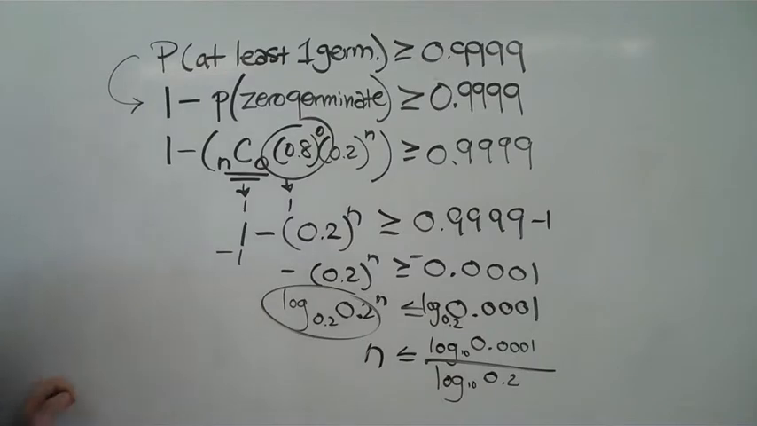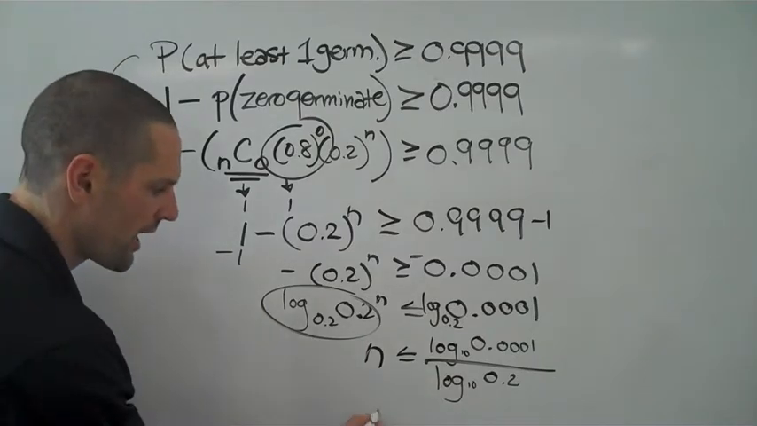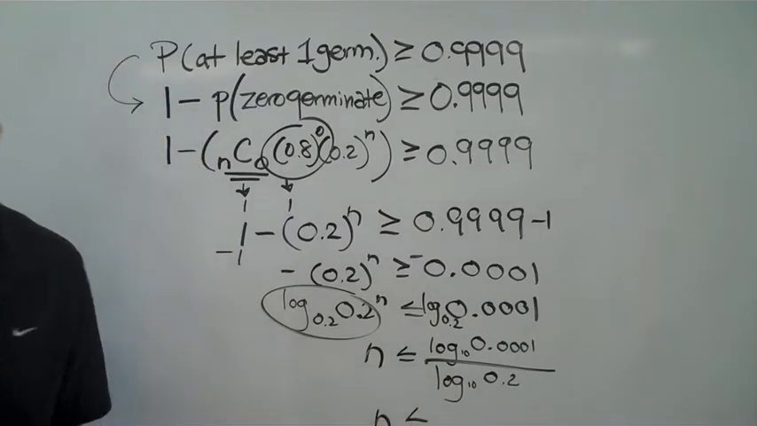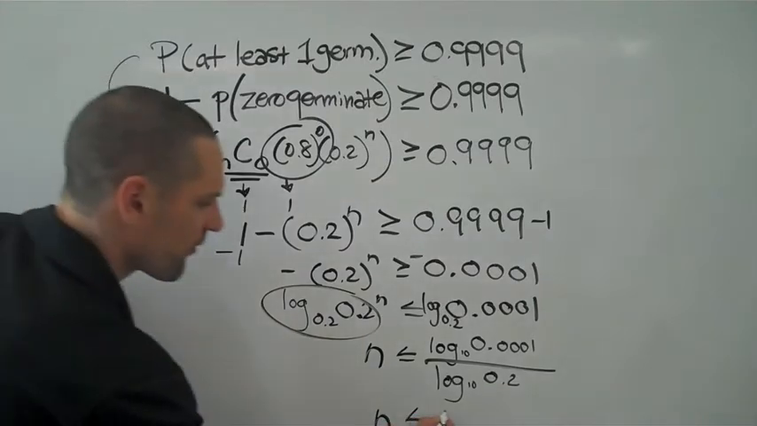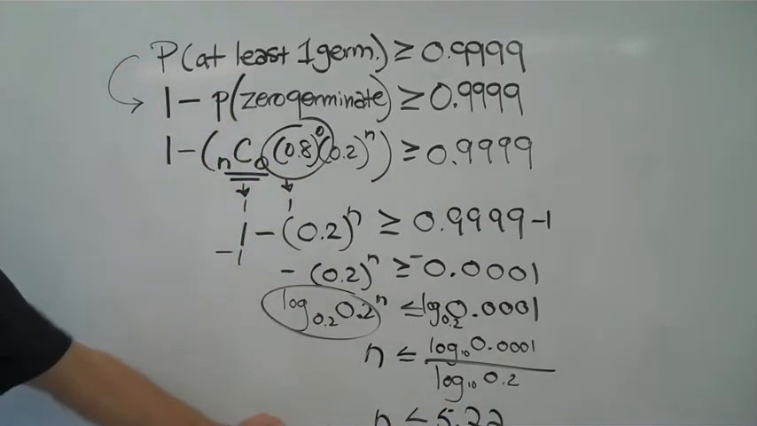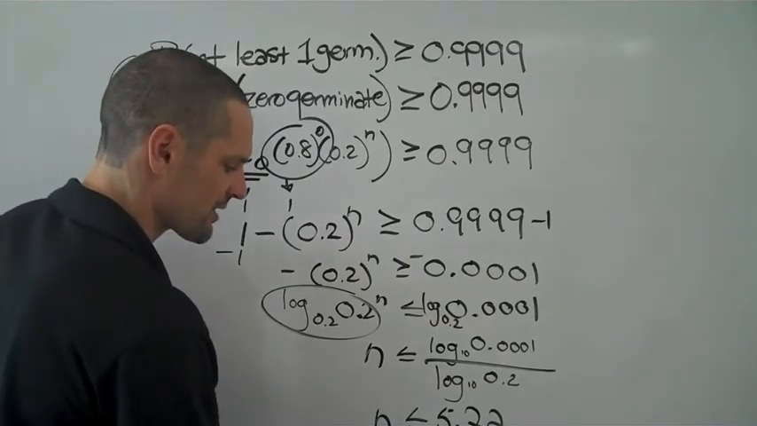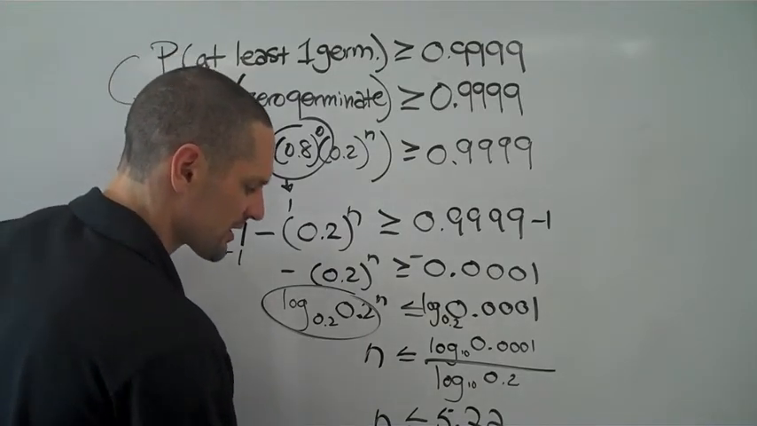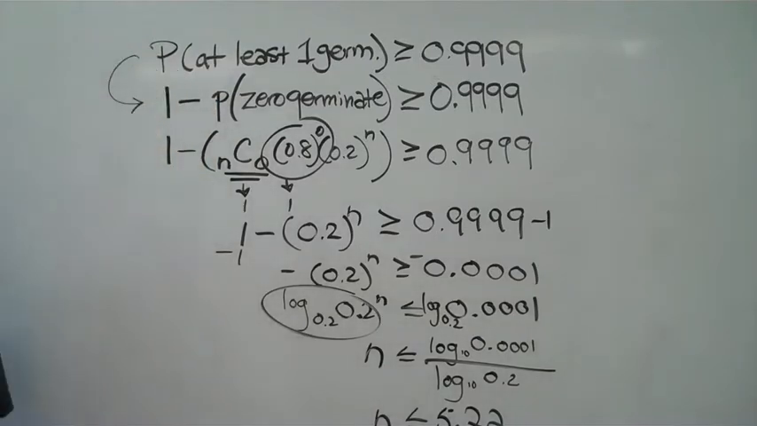I switched the base by using my change of base formula, and finally I get n is less than or equal to 5.72. That's the number of trials. So realistically, we have to say n is less than or equal to 6. Well, we say less than 6. That's my final answer.